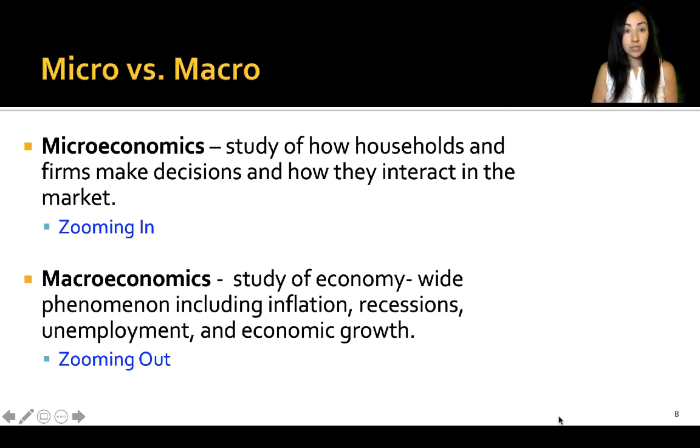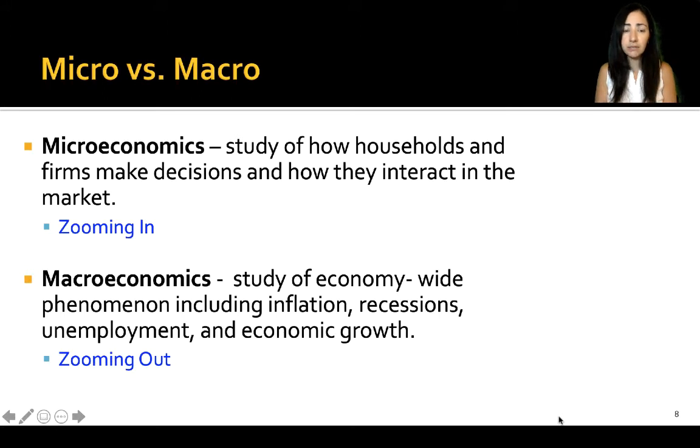So this course is going to look at both micro and macroeconomics. We start our study in microeconomics, where we look at households and firms and how they interact in markets and the decisions they make. We'll also look at how government policies will have an impact on the decision making of the households and the firms.